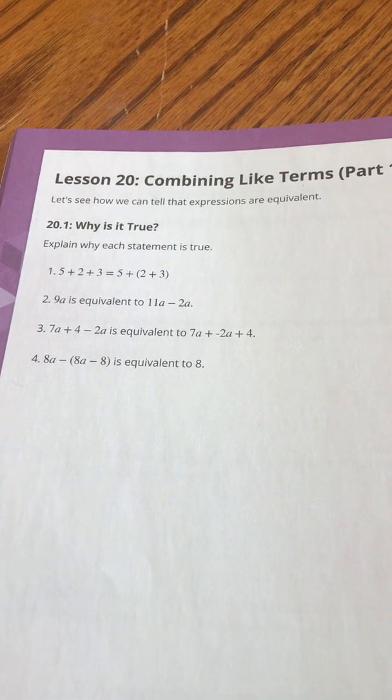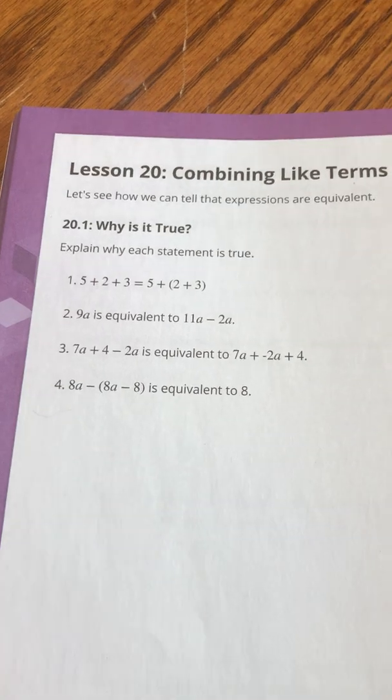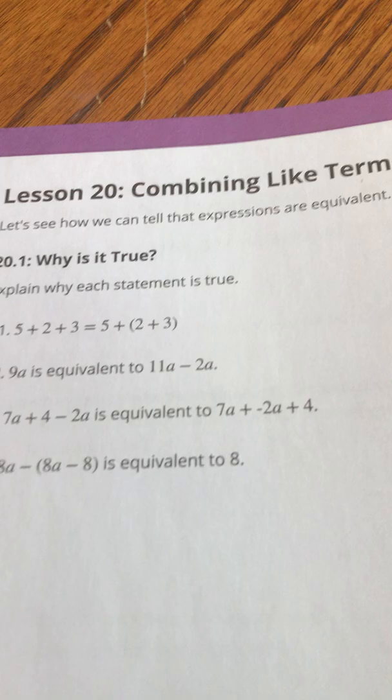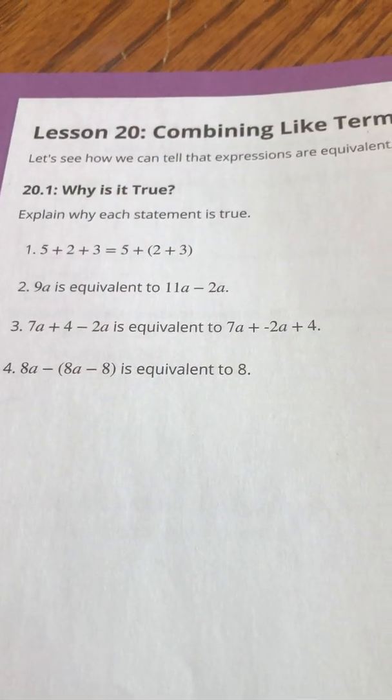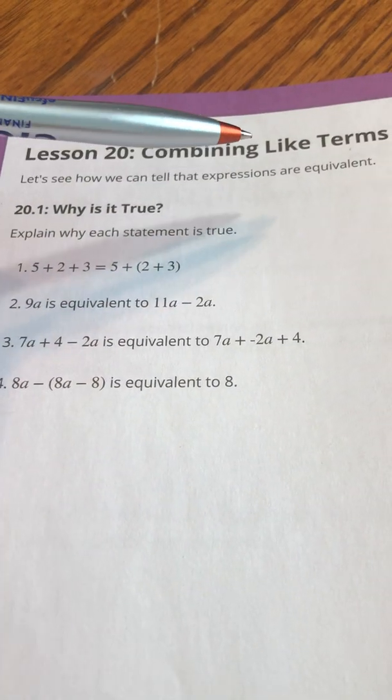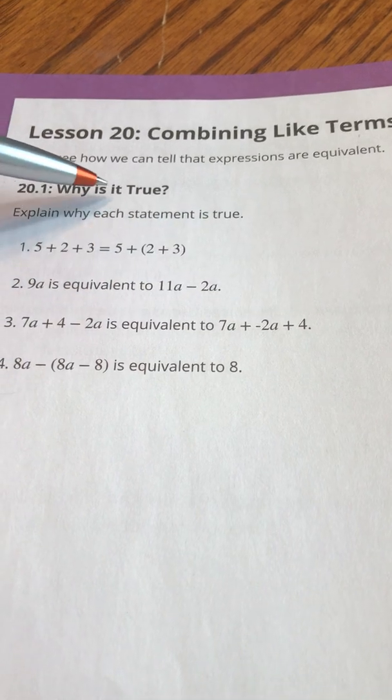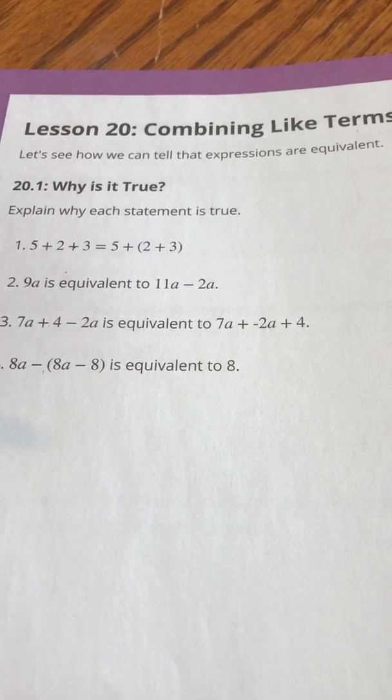So today we are doing lessons 20 through 22, which is the last three lessons of Unit 6. And so it's just combining like terms for all of those lessons. So we're going to see how we can tell that expressions are equivalent. And so we're going to determine why each statement is true.